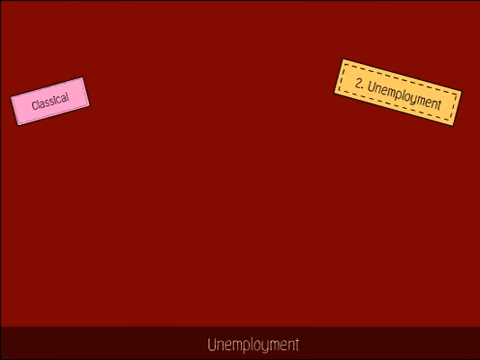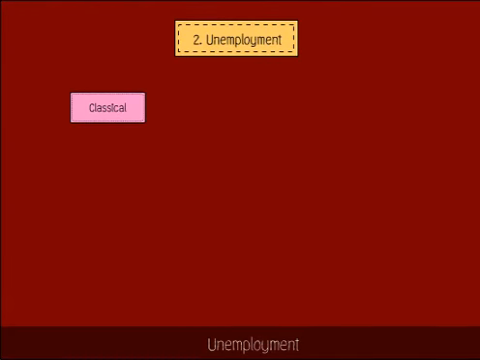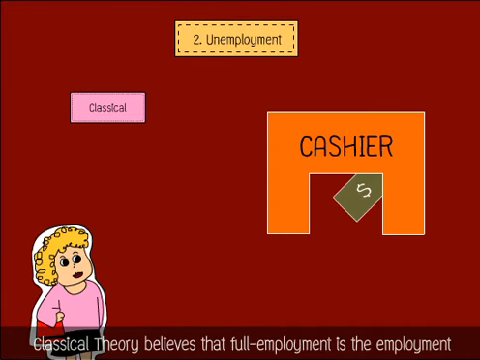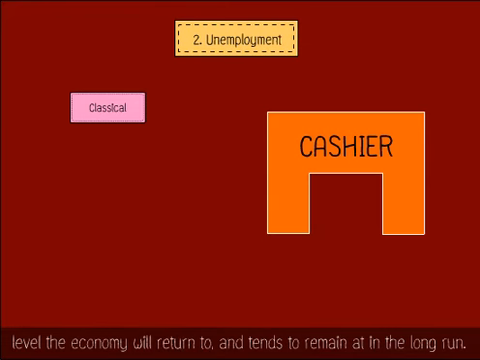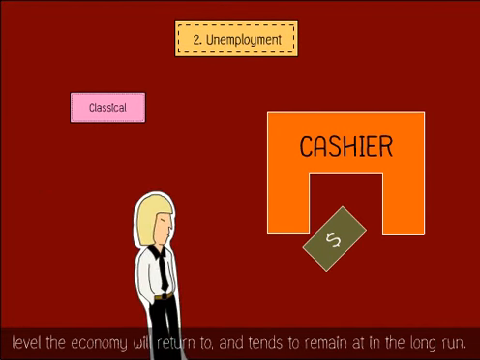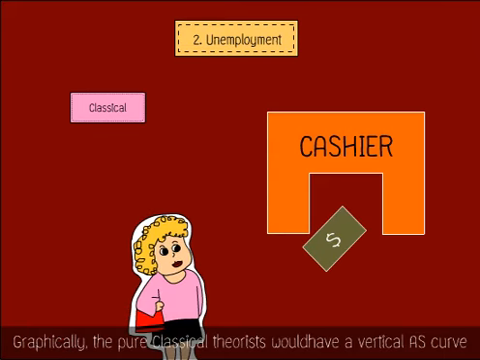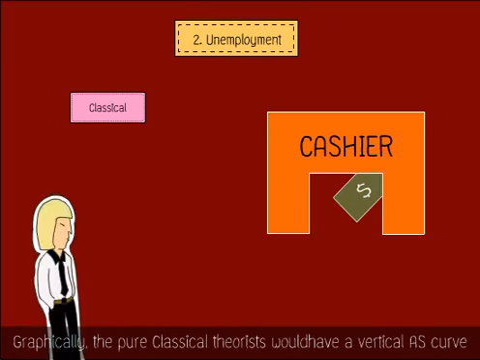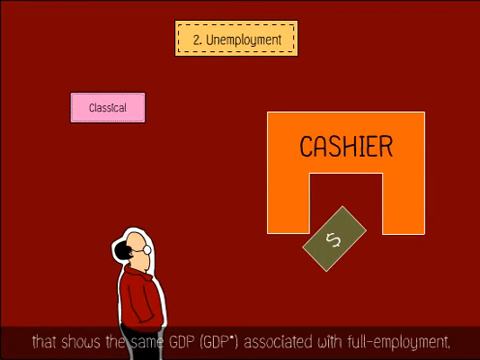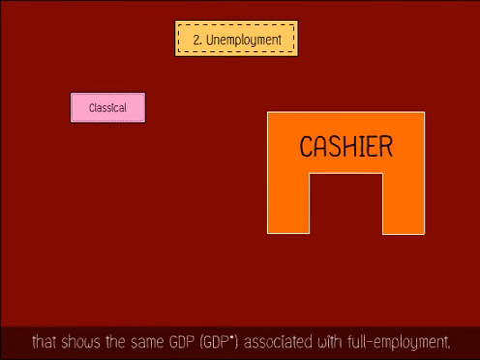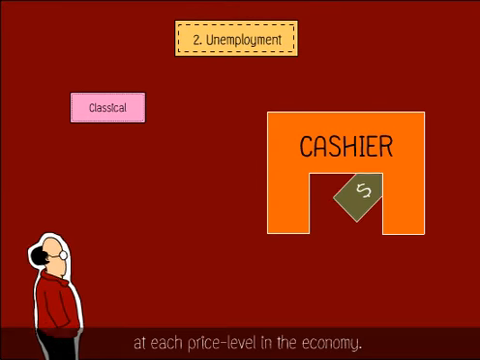Unemployment. Classical theory believes that full employment is the employment level the economy will return to, and then remain at in the long run. Graphically, the classical theorists would have a vertical AS curve that shows the same GDP associated with full employment at each price level in the economy.